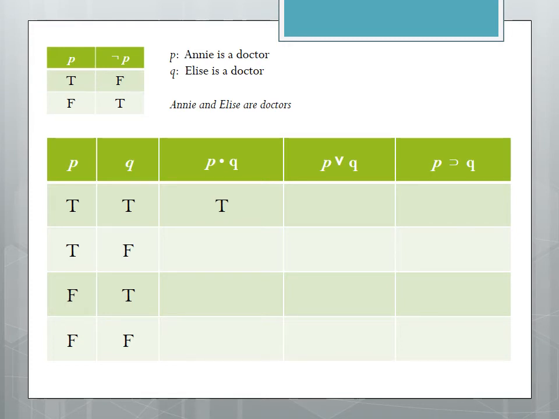What, in this case, would we say about the sentence Annie and Elise are doctors? Hopefully, it's clear to you that in English we would probably regard the conjunction, the AND sentence, as false. And that's the way we regard a conjunction in our symbolic language if it has one true conjunct and one false conjunct. And the same is true if we reverse the order here. So if the first conjunct is false and the second conjunct is true, then we regard the conjunction as false.